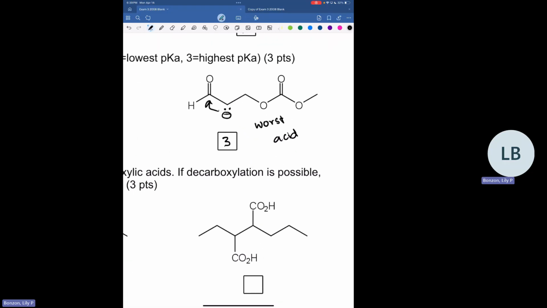For this last one, again, we have 2 carboxylic acids. I'm just going to pick one. That's my starting point. My next position is alpha. Next position is beta. And then next position is gamma. So the carbonyl of my second ester or carboxylic acid is not in the beta position, so this one cannot undergo decarboxylation.